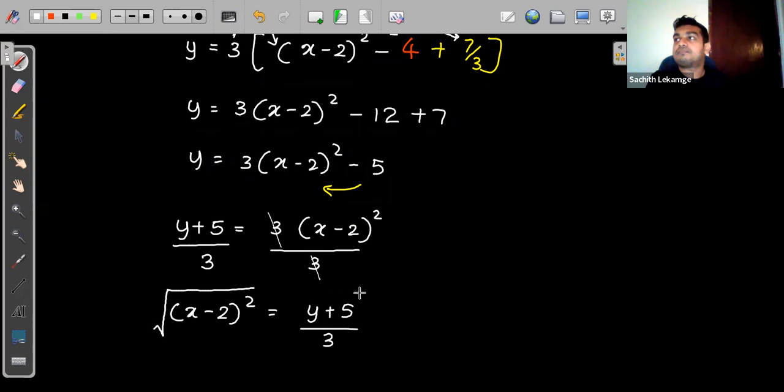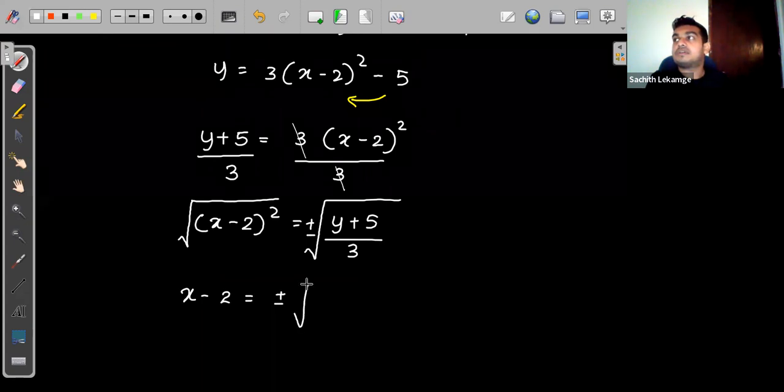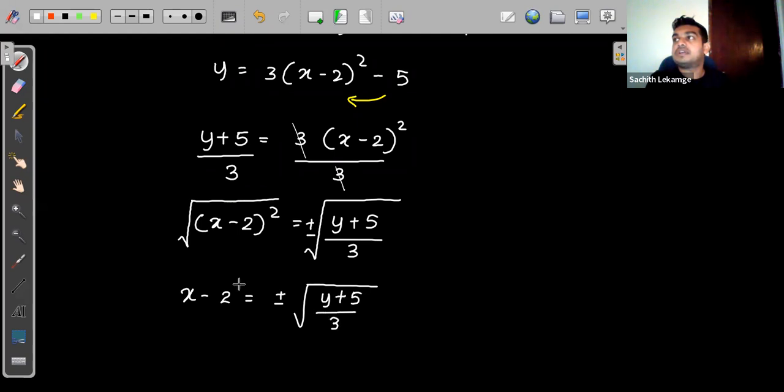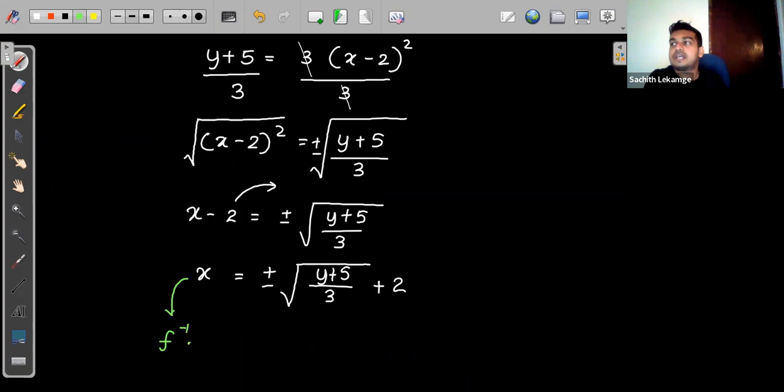Take the root. When you take the square root, I taught you, it should be plus or minus both. So then you are getting x minus 2 equals plus or minus the square root of y plus 5 over 3. Bring this over here: x equals plus or minus the square root of y plus 5 over 3, plus 2. Now what we need to do, I taught you, you need to change this into f inverse x. You need to change y into x. Okay. Are we done? Not yet.